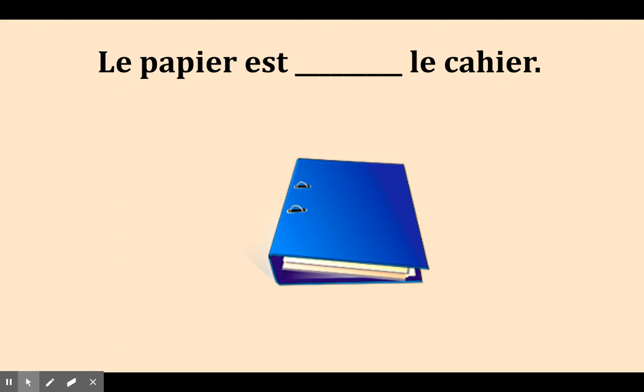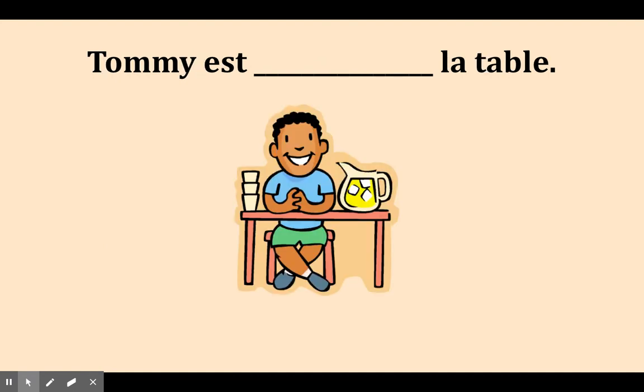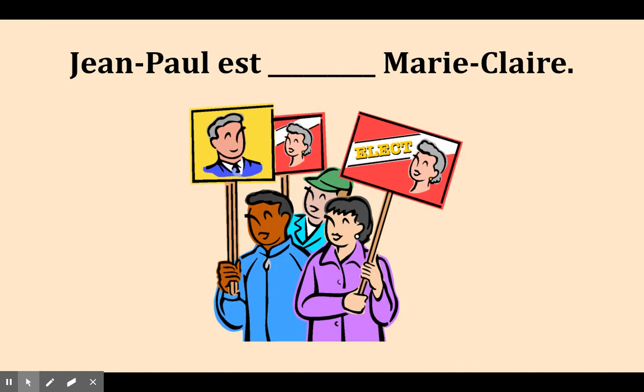Le papier est blank le cahier. Fill that in. Le papier est dans le cahier. Le papier est dans le cahier. Tommy est, he's behind the table. Tommy est derrière la table. Tommy est derrière la table.